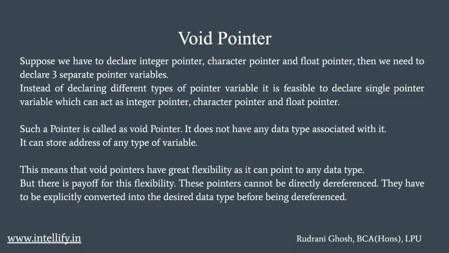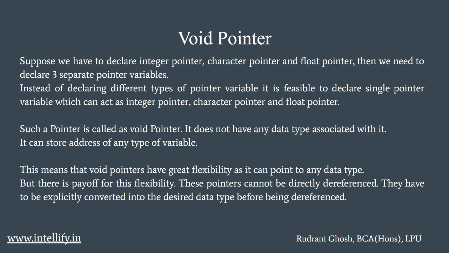Now suppose in a program you have to declare an integer pointer, a character pointer, and a float pointer. Then we have to declare three separate pointer variables, because I have told you earlier that the data type of the variable and the data type of the pointer must be the same. So if you have three separate variables, one integer, one character, and one float, then you must have three separate pointers to access them. But using a void pointer, we can get rid of this limitation.